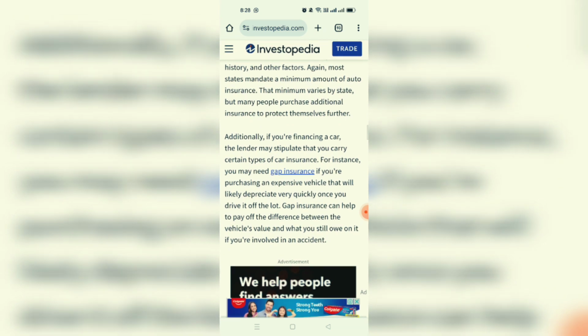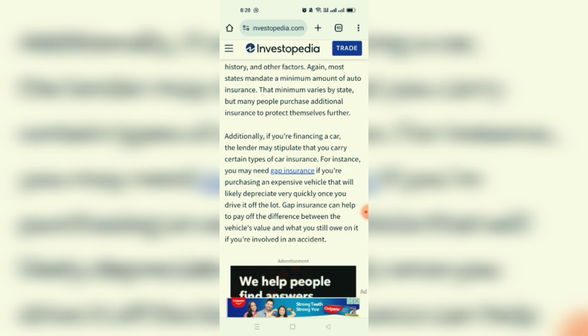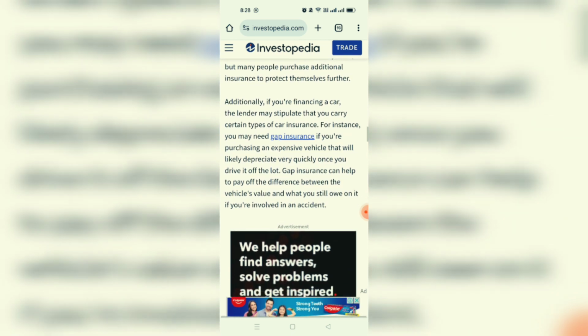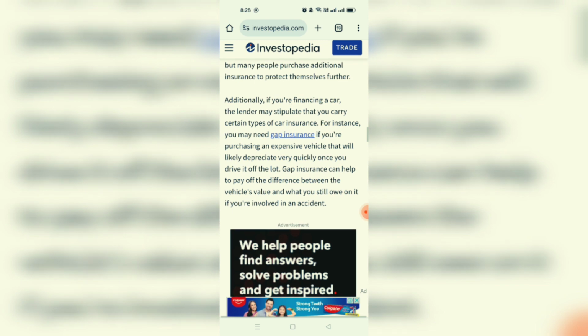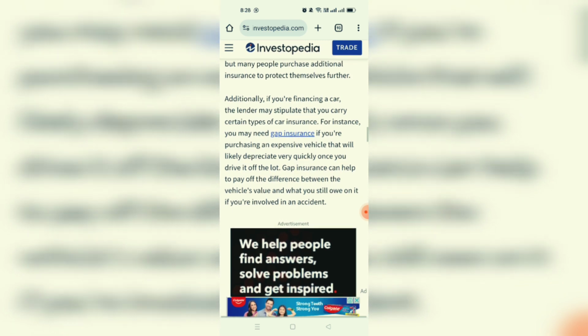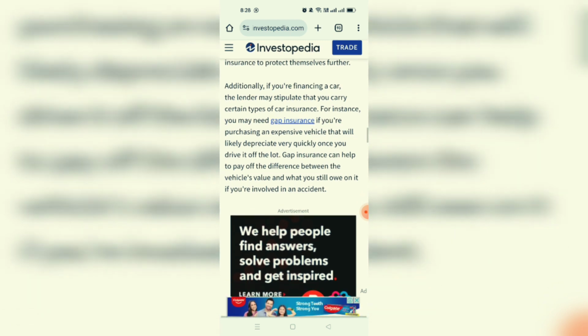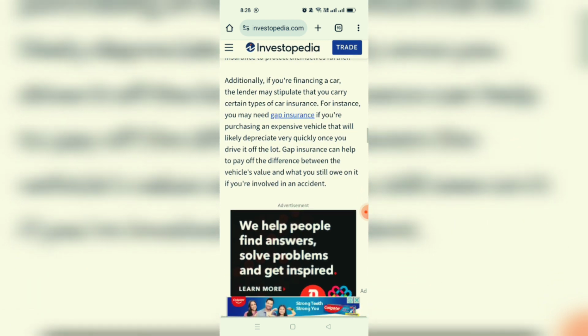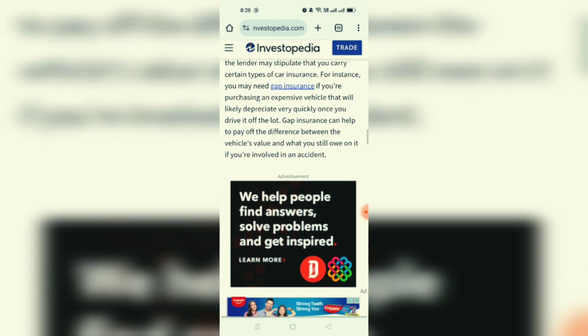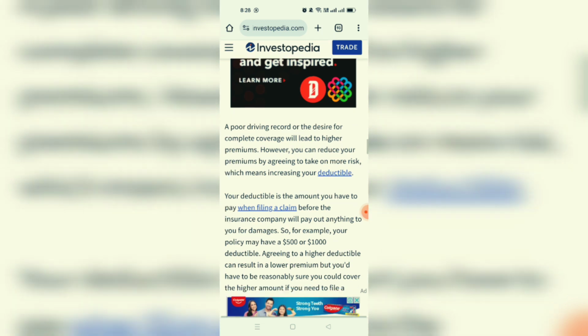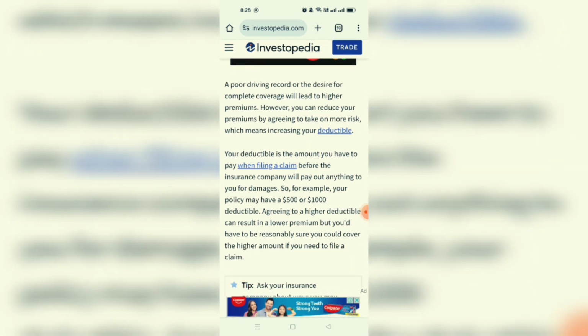Additionally, if you are financing a car, the lender may stipulate that you carry certain types of car insurance. For instance, you may need gap insurance if you are purchasing an expensive vehicle that will likely depreciate very quickly when you drive it out. Gap insurance can help you pay the difference between the vehicle's value and what you still owe if you are involved in an accident. A poor driving record or a desire for complete coverage will lead to higher premiums.